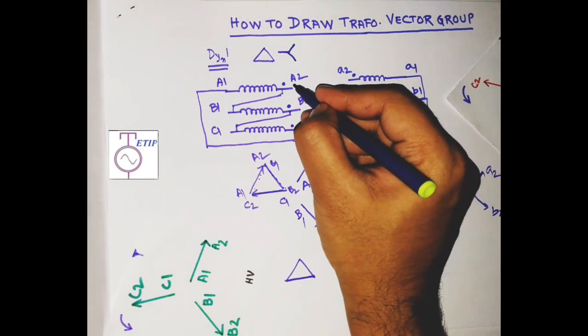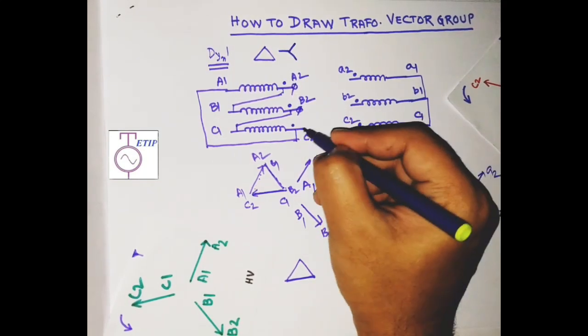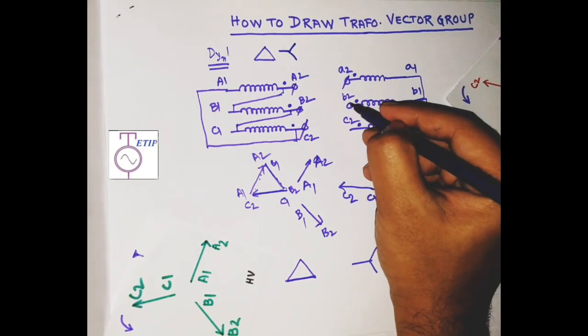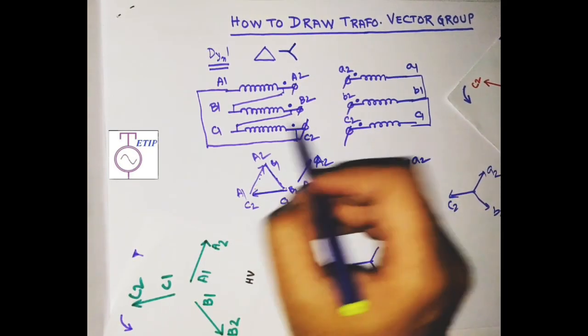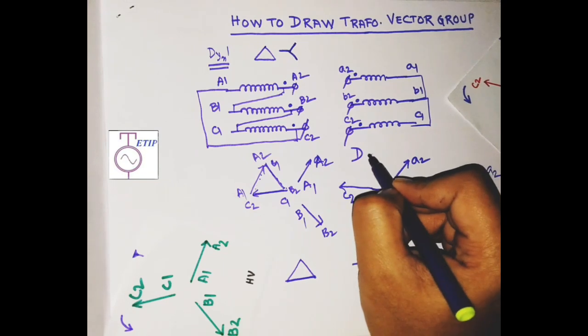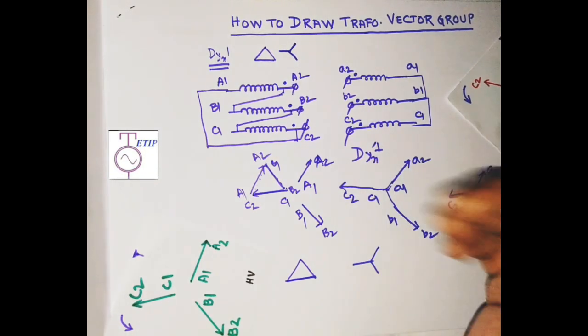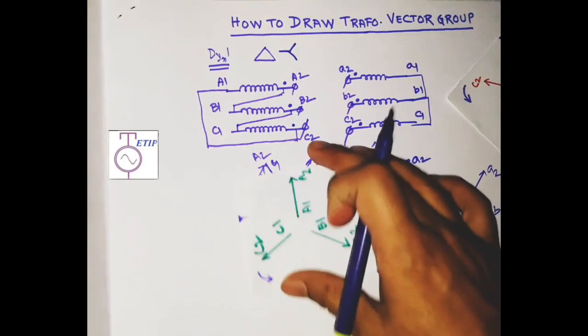You take the output from A2, B2 and C2. Here also you take the output from A2, B2 and C2. This will give you the vector group of DYN1. Now let us check with some other examples.